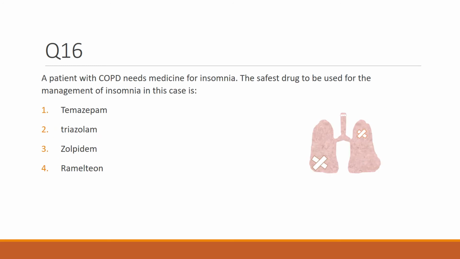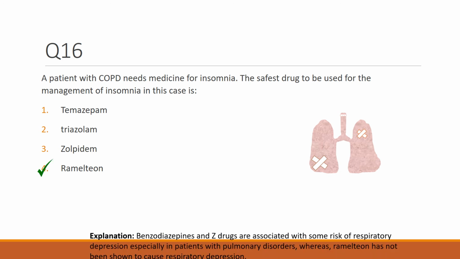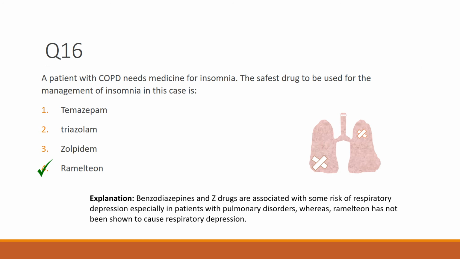The last question is, a patient with chronic obstructive pulmonary disease needs medicine for insomnia. The safest drug to be used for the management of insomnia in this case is temazepam, triazolam, zolpidem, or ramelteon. And the correct option is ramelteon, because benzodiazepines and Z drugs are associated with some risk of respiratory depression, especially in patients with pulmonary disorders, whereas ramelteon has not been shown to cause respiratory depression.